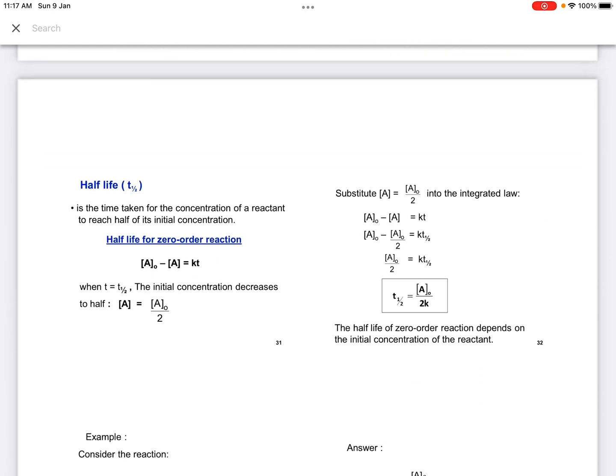Half-life is time taken for the concentration of reactant to reach half of its initial concentration. For zero order, half-life's formula is t half equals to [A]0 divided by 2k, as shown in the box. The half-life of zero order reaction depends on the initial concentration of the reactant.